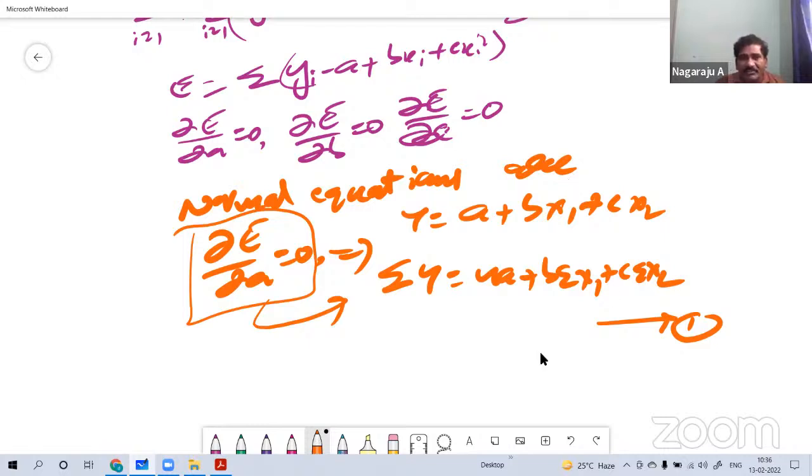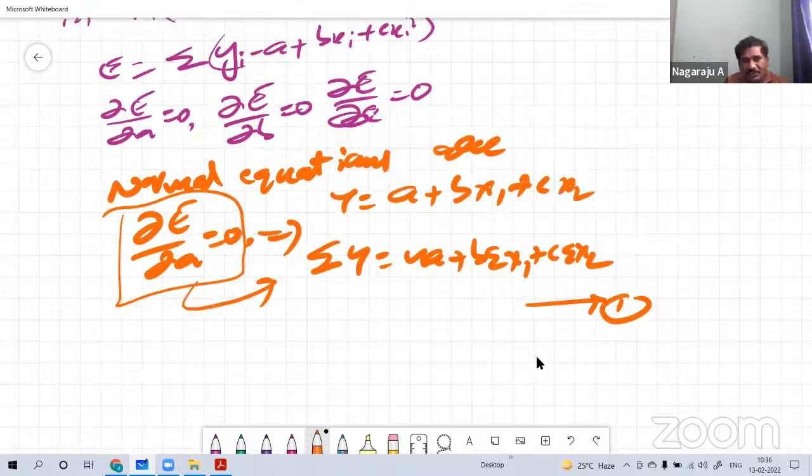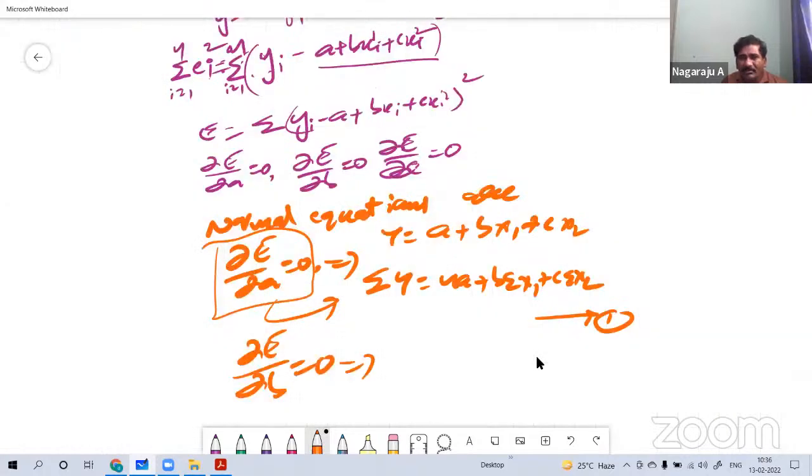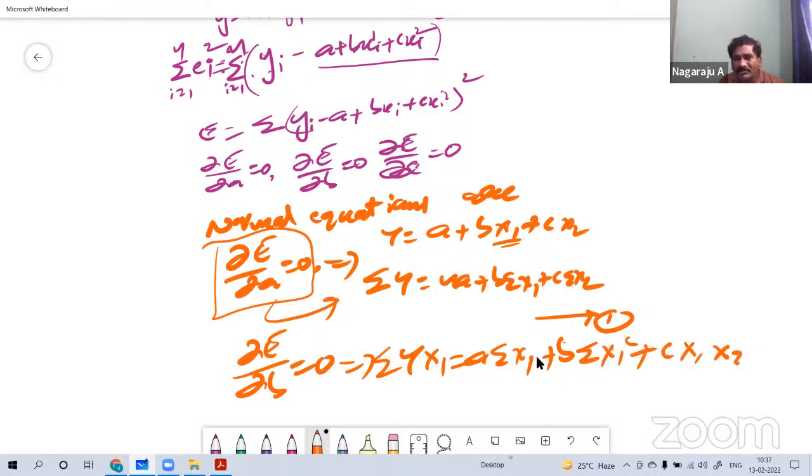Coming to the second part, ∂E/∂B equal to 0. What happens? For y, we should multiply the x1 term, so summation y x1 equals a into summation x1 plus b into summation x1 square plus c into summation x1 x2. This is the second normal equation.